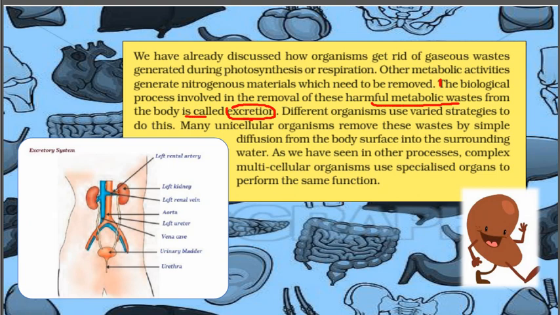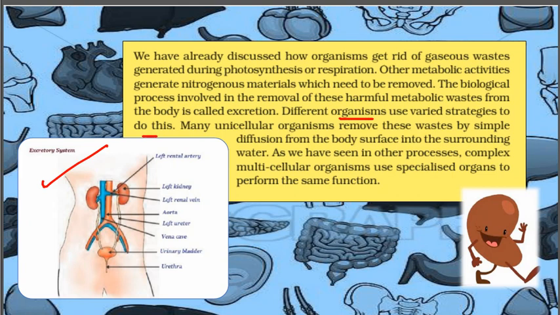So through excretion, the waste material is thrown out from the body. Clear? Here we can see that different organisms use various strategies to throw out the waste material from the body. It's different in the amoeba also, which is a single cellular organism. The amoeba is a single cellular organism, so in that, the removal process of waste is different, and in human beings also the waste removal process is different.